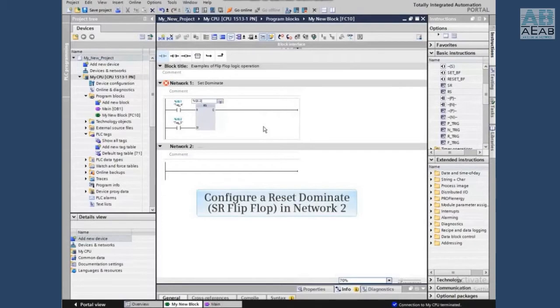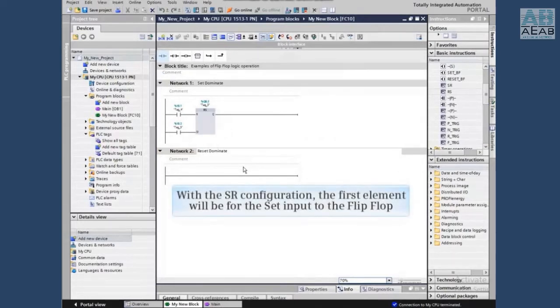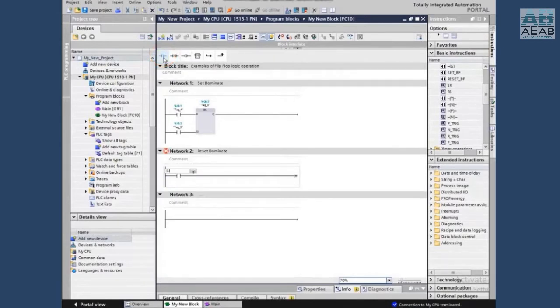The second type of flip-flop available is the reset dominant or the SR flip-flop. We will configure an SR flip-flop in network 2. With the SR configuration, the first element will be for the set input of the flip-flop. This time we will drag and drop an SR flip-flop onto the line.